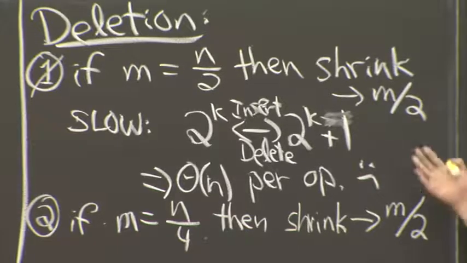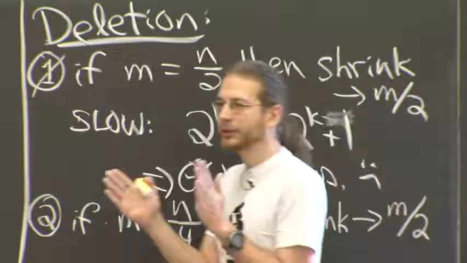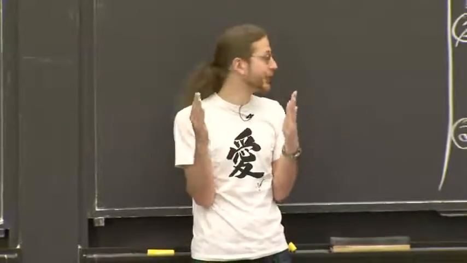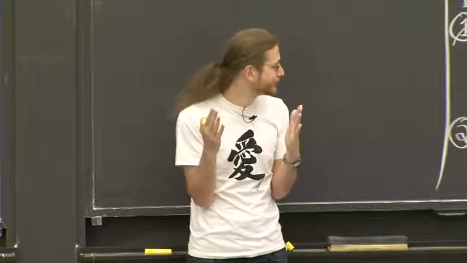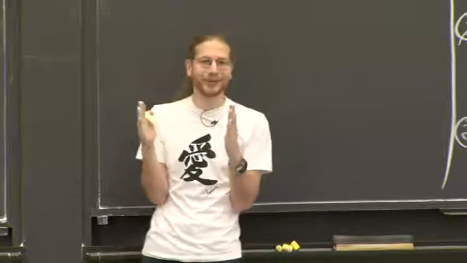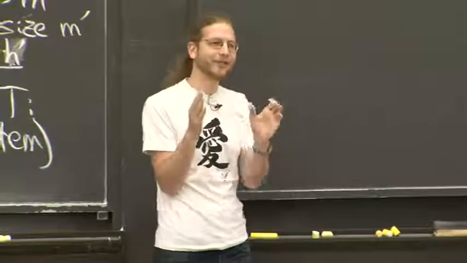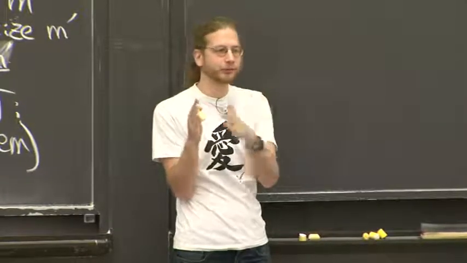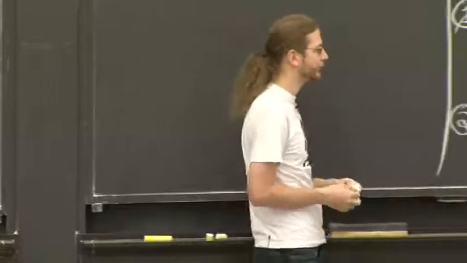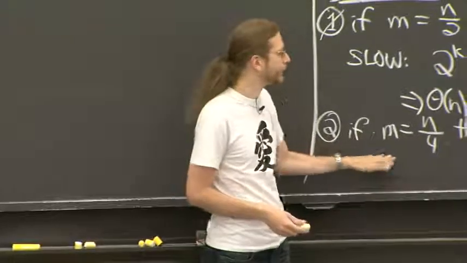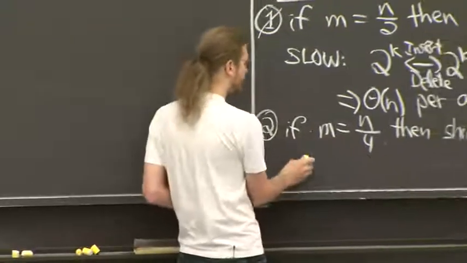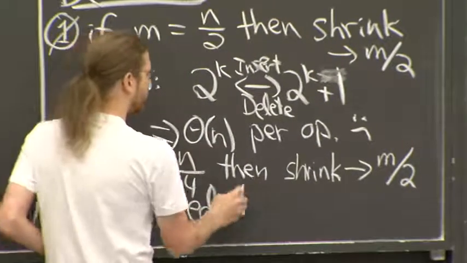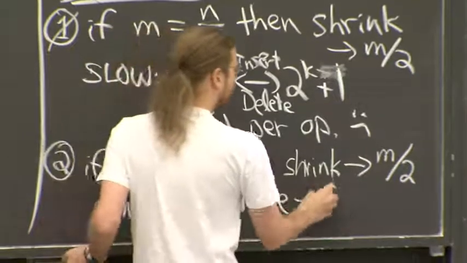Then it turns out you can afford to shrink to half the size, because in order to need to grow again, you'd have to still insert n over 2 items, because it's half empty. So when you're only 1/4 full, you shrink to become half full, because then to grow again requires a lot of insertions. I haven't proved anything here, but it turns out if you do this, the amortized time becomes constant.